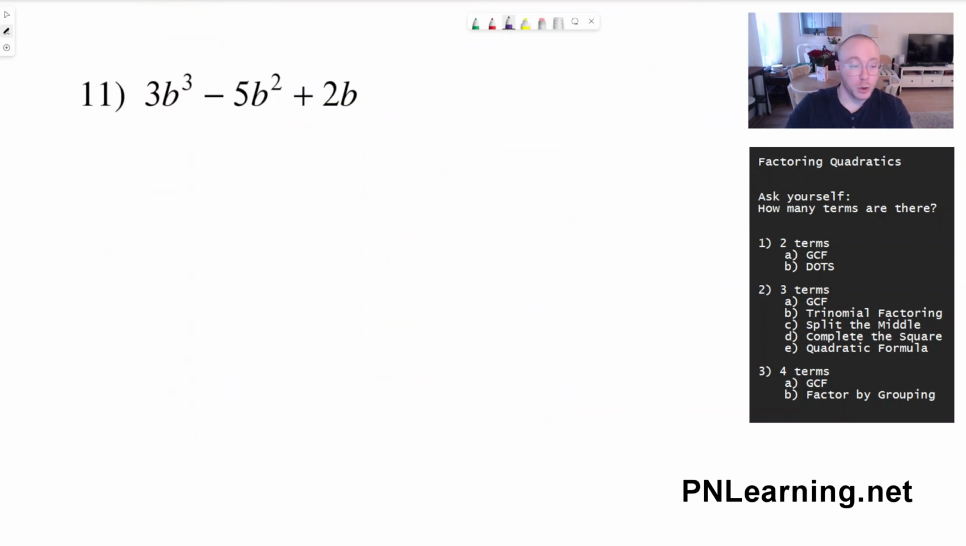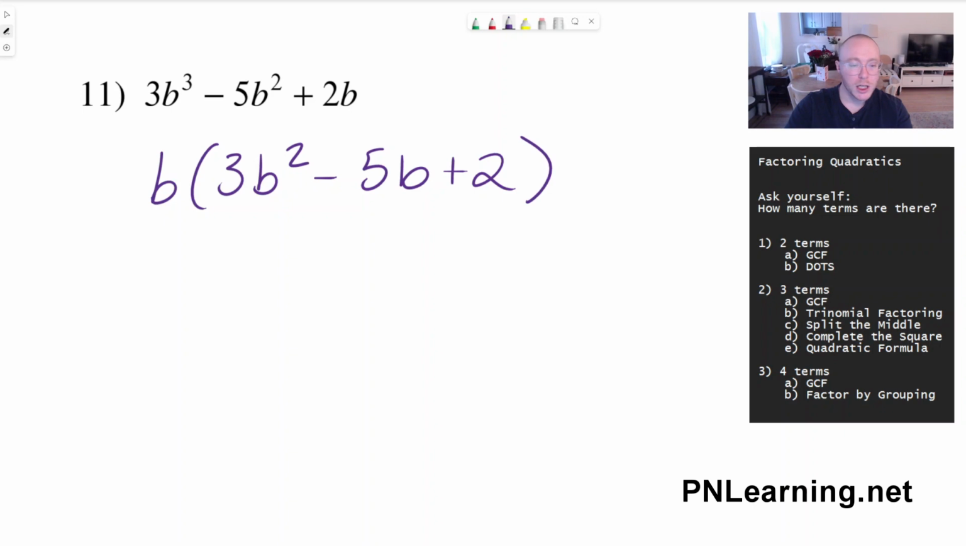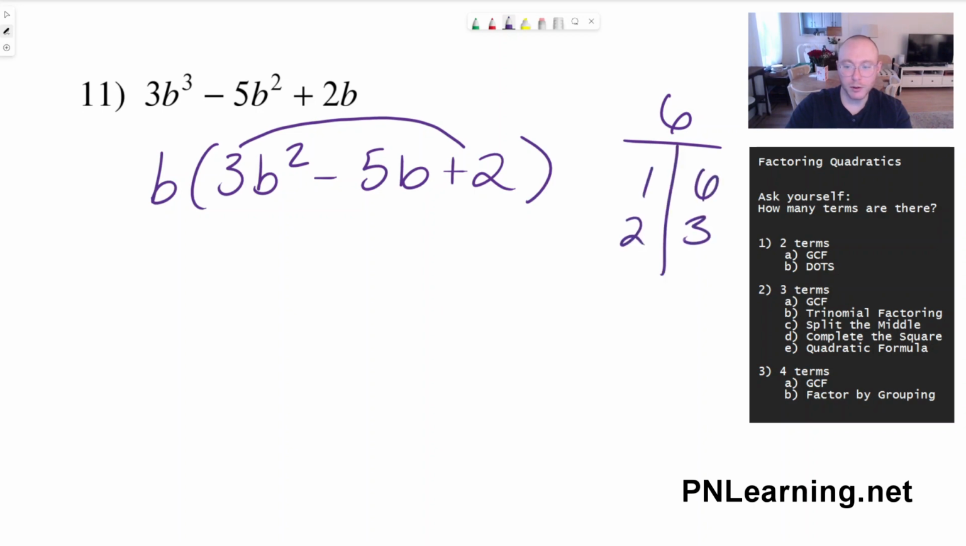All right, so here's number 11. It looks like we will have a GCF, right? Because all 3 of these terms have a b. The numbers 3, 5, and 2, they don't have a greatest common factor, so let's just go ahead and take out a b. So we'll be left with 3b squared minus 5b plus 2. And then this one, it looks like we have an a term of 3, so we're going to go ahead and try to split the middle. So let's go ahead and multiply 3 times 2, which would be 6, and your factors of 6 would be 1 and 6, 2 and 3.